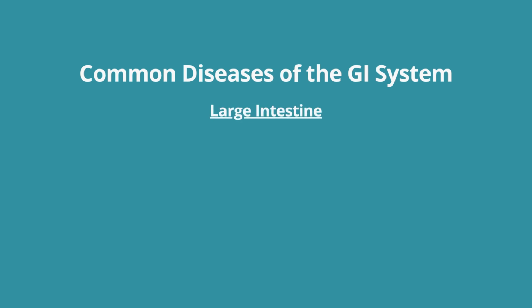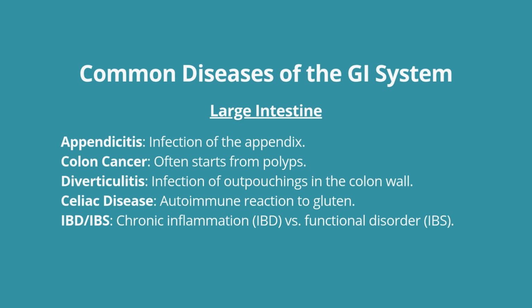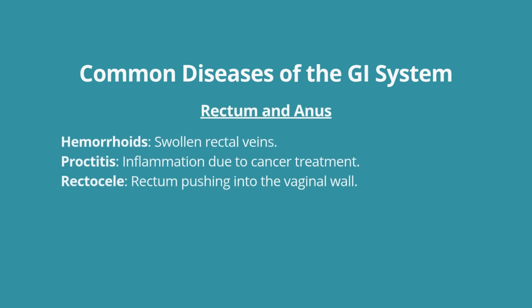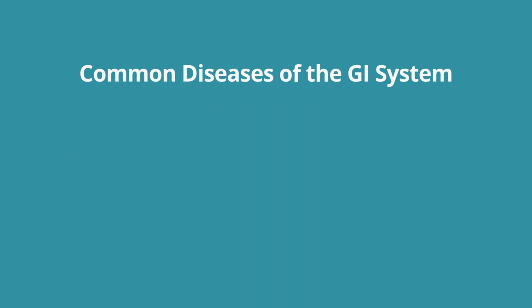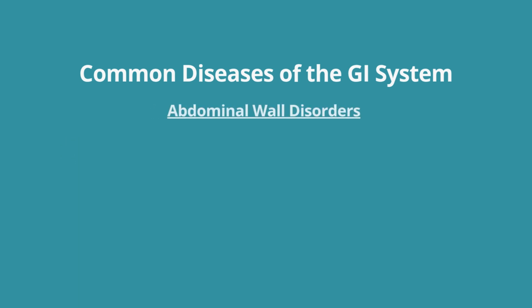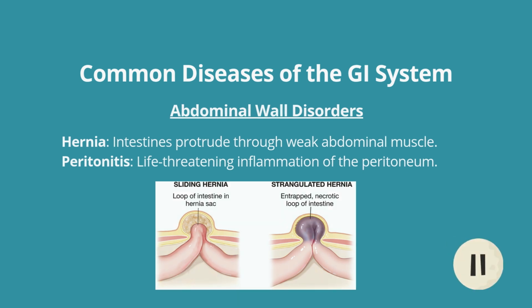Disorders of the large intestine and colon include appendicitis, colon cancer, diverticulitis, celiac disease, and IBD or IBS. Disorders of the rectum and anus include hemorrhoids, proctitis, and rectocele. Defecation issues include constipation, diarrhea, and steatorrhea. Abdominal wall disorders include hernia and peritonitis.